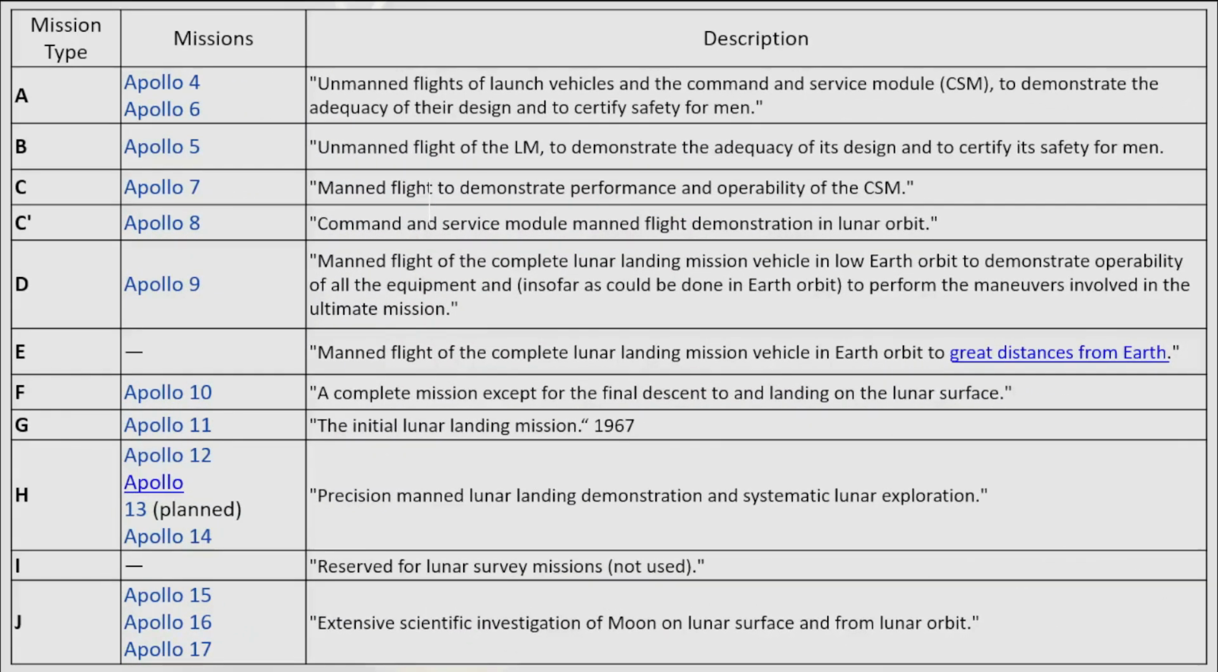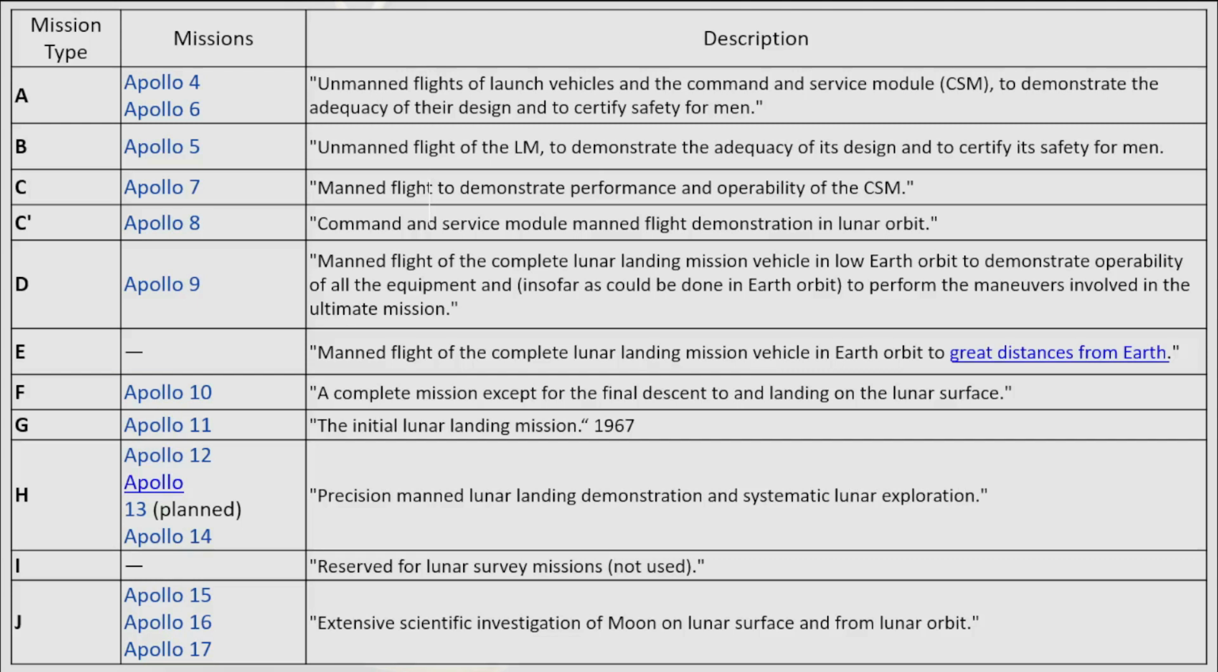So if you look at the history of the Apollo mission, as I mentioned, there are a number of Apollo missions. This is actually a summary until today. As I mentioned, there were some Apollo missions before human activity. Apollo 4 and 6 tested the launch vehicle and command and service modules to demonstrate the adequacy of their design and certify safety for man. And after that they improved it.